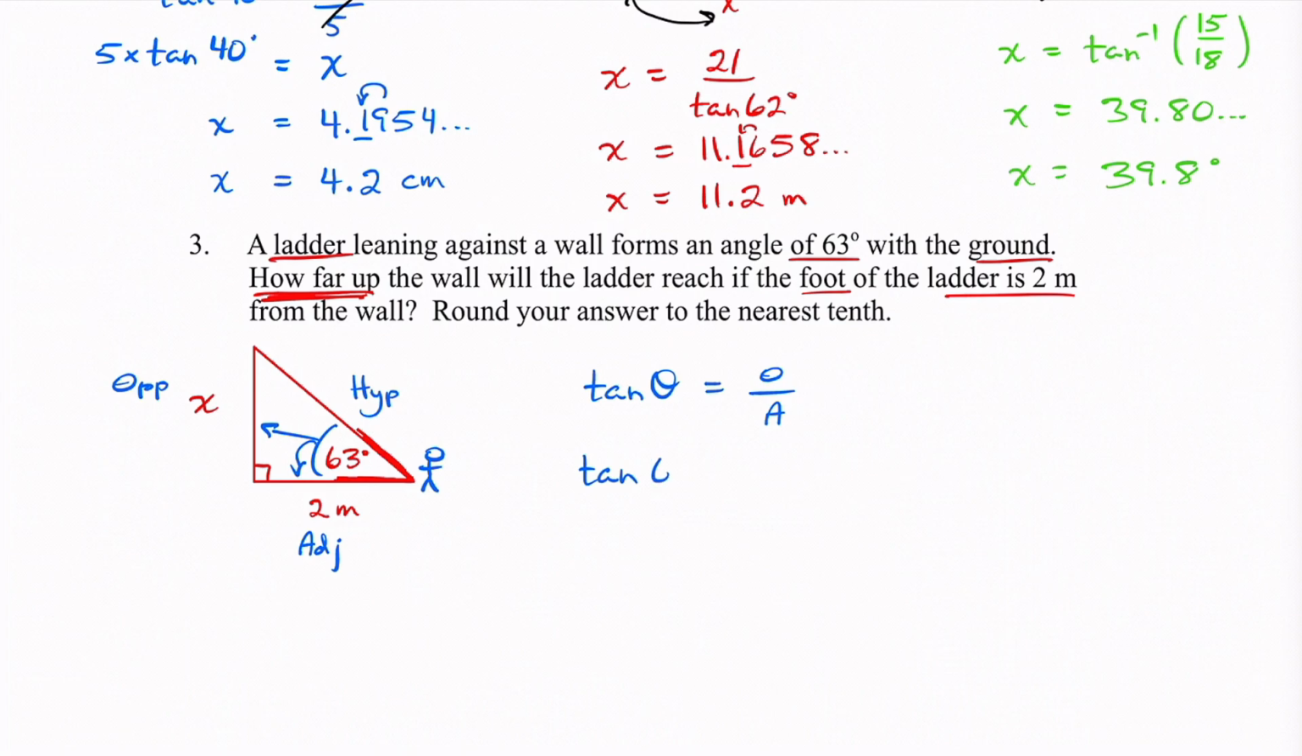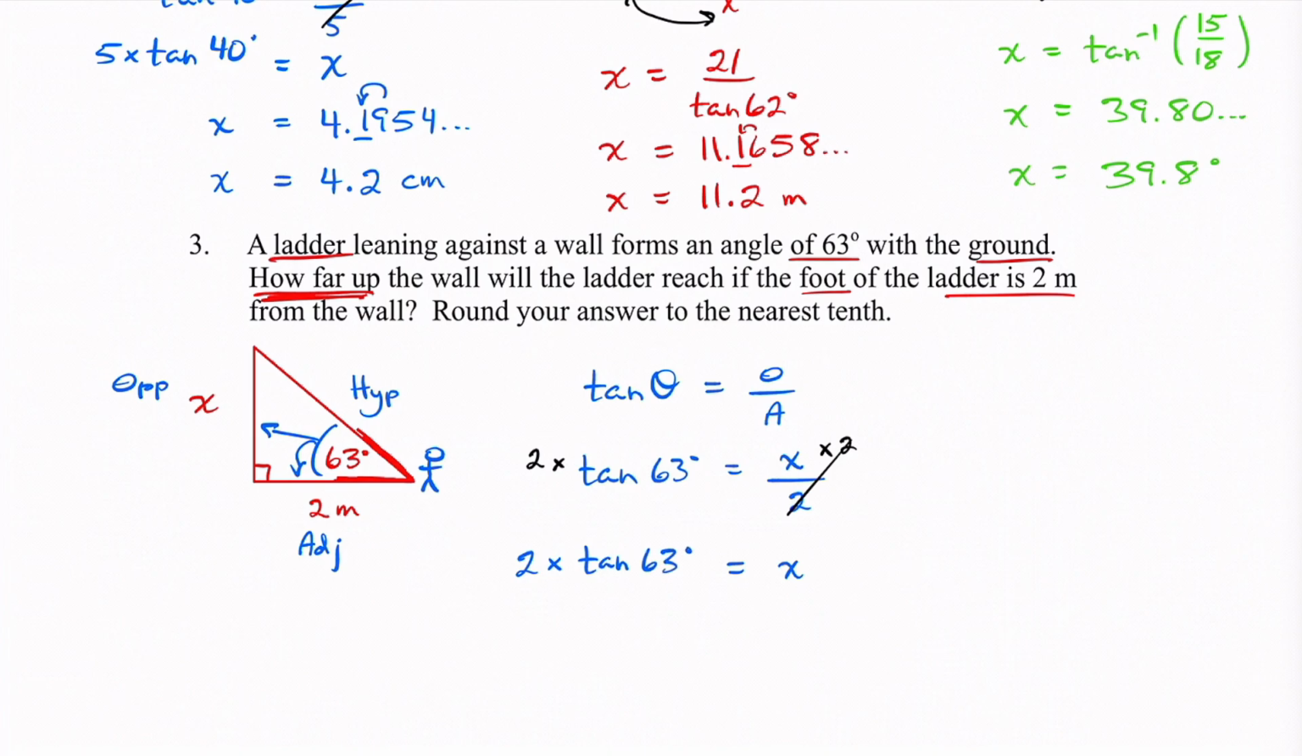Then we're going to fill it in. Tan of the angle was 63 degrees. Opposite was x. Adjacent was 2. Then we got to multiply by 2 to get rid of that divide by 2, so do this on both sides. The 2's cancel out, and then I just have x on one side, and on the other side I got 2 times tan of 63.